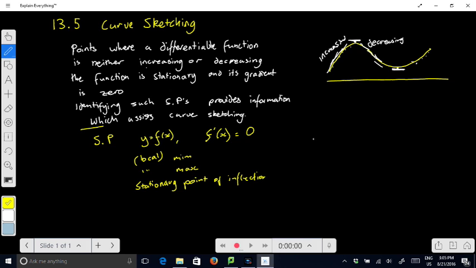That's when we're looking at cubics. If you remember, a stationary point of inflection is where it goes from concave up to concave down, or concave down to concave up. So it's that little spot there.